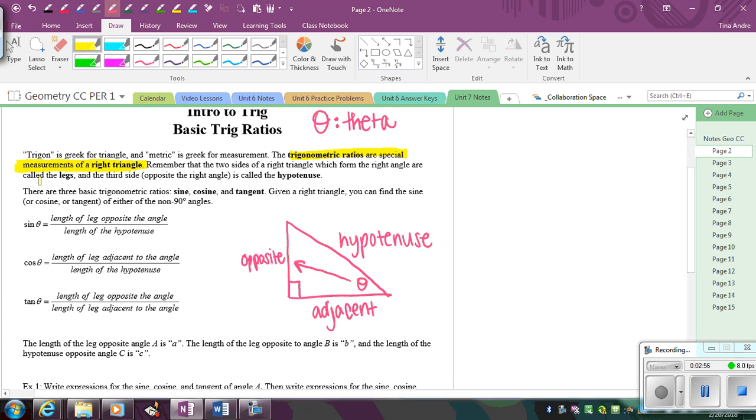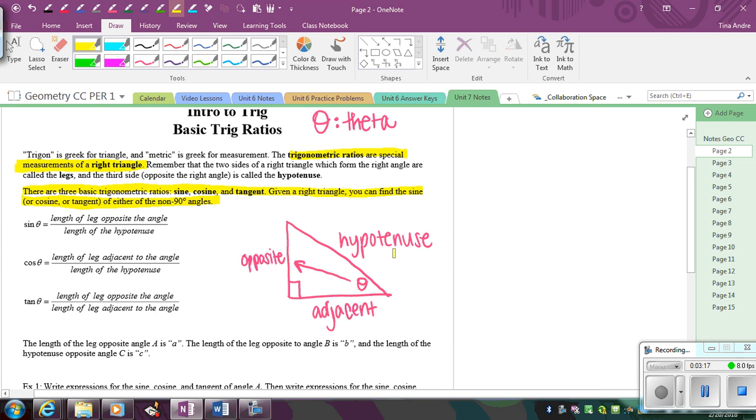So we have three basic trigonometric ratios, and we are only ever going to be using the non-90-degree angles, meaning the acute angles. So theta will either be down here or up top here. And then the opposite and the adjacent will change depending on where theta is located. The hypotenuse will always stay across from the right angle.